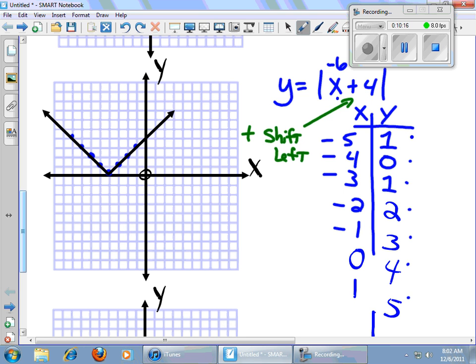It's like the opposite. Inside the absolute value, you shift the opposite direction. If I had subtraction in there, I would have shifted the V right.